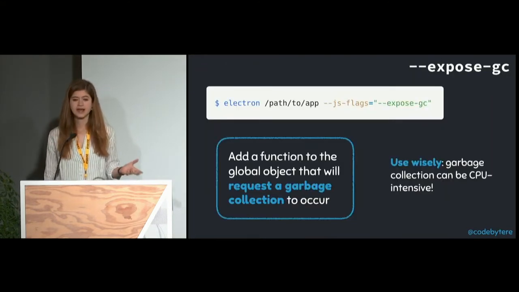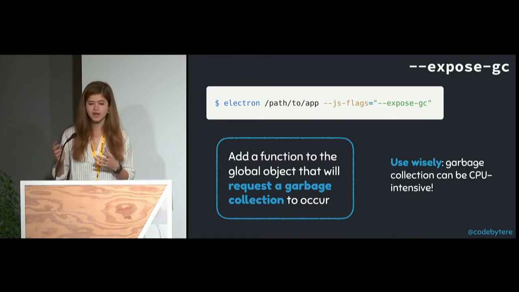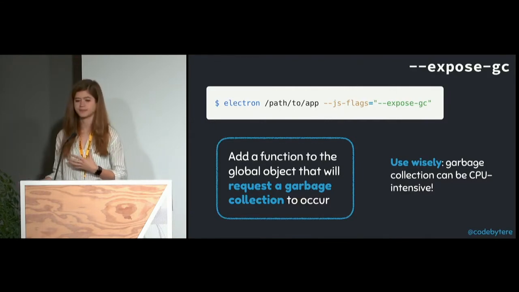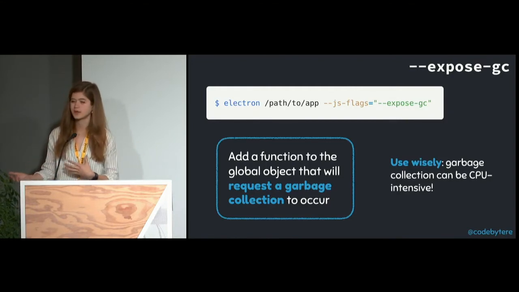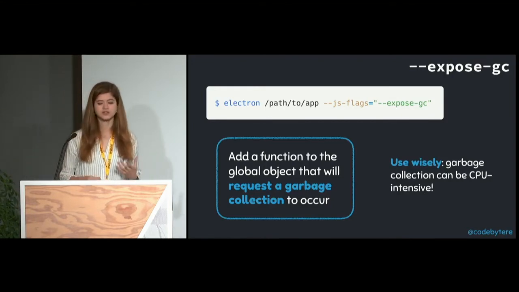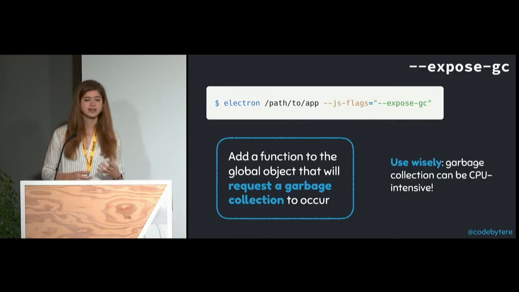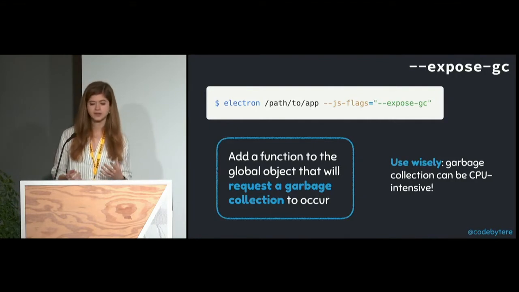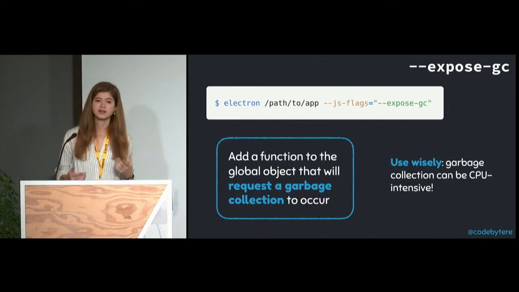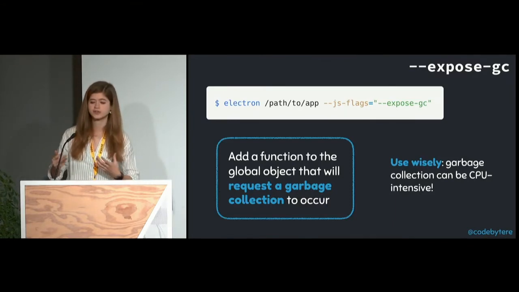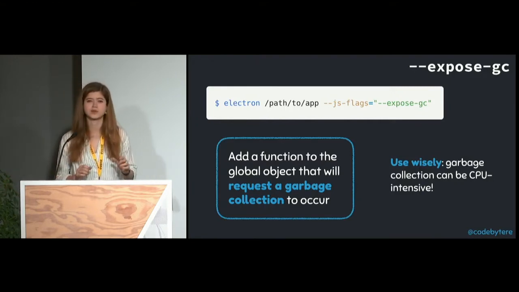There are ways, however, to access some of the garbage collection functionality from the context of your Electron application. To accomplish this, we can pass a command line flag to Electron, which takes the form --expose-gc. What this is going to do is add a new gc function to the global object in JavaScript, so that you can then request a garbage collection to occur. This is not, importantly, a panacea for your memory issues. Garbage collection is itself actually pretty intensive, and so it should really only be used with care and intention.